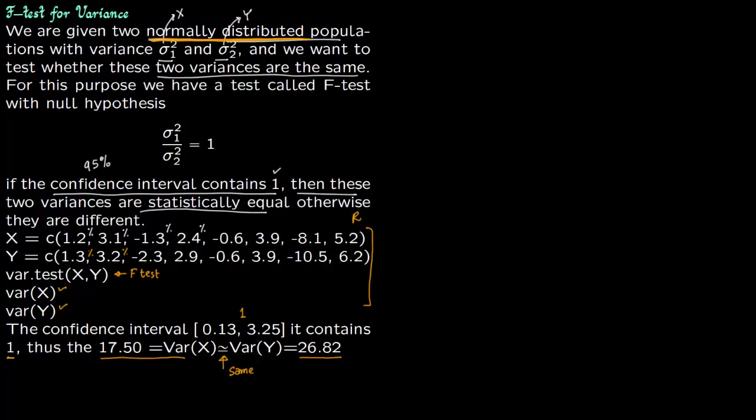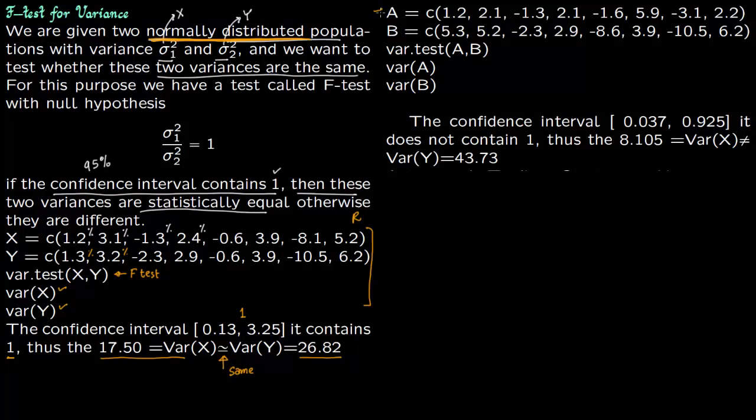Another example: you have, say, stock A and stock B, and these are the set of values which are percentage return on the stock. Again you run the test and you get a confidence interval. This confidence interval now does not contain 1. So you can say that this 8.1, which is the variance of A, is statistically different from 43.73. So these two are significantly different. The earlier two are not significantly different, so you don't have to worry much about it.